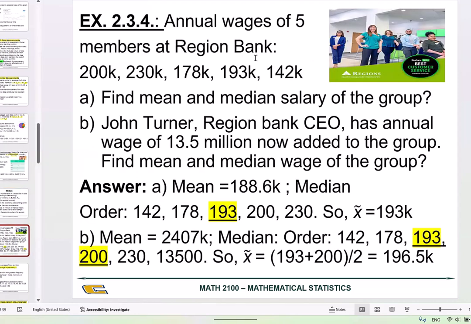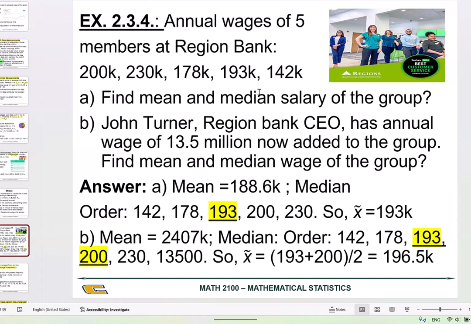So let's look at an example, so you see why mean or median should be used. In this case, we have the annual wages of 5 members at a regional bank: 200K per year, 230K, which is 230,000, 178,000, 193,000, and 112,000.